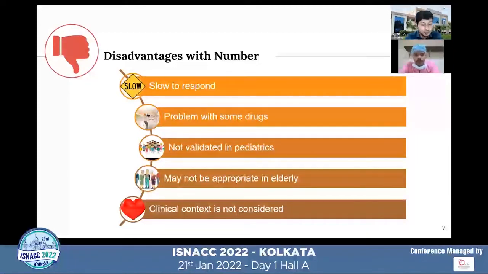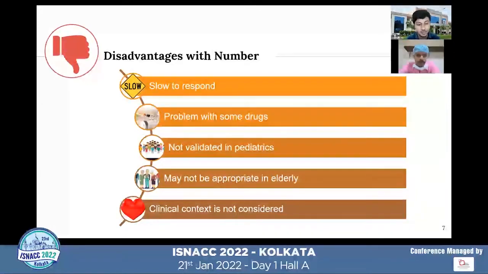Now, as already mentioned, the database is usually obtained from young individuals. It is not sure whether this depth of anesthesia monitor will provide reliable values in pediatric individuals, because the cortical development is not fully achieved. Similar is the situation in elderly patients also, because with increasing age, there is a chance of cortical degeneration. So it may not be appropriate in elderly individuals also.